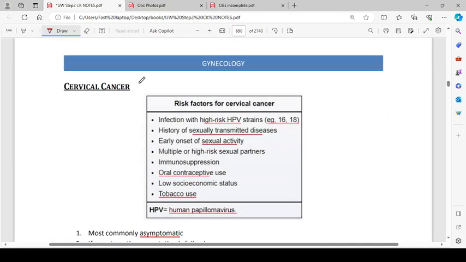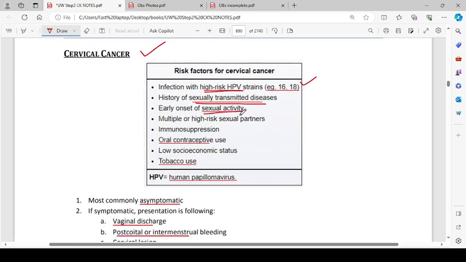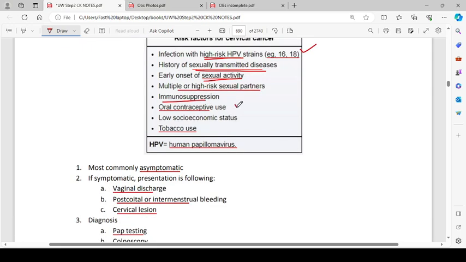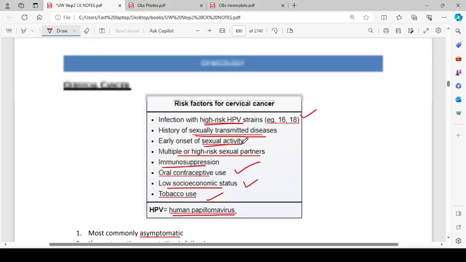Then what is cervical cancer? The risk factors for development of cervical cancer are infection with the high-risk HPV strains 16 and 18, history of sexually transmitted diseases, early onset sexual activity, multiple or high-risk sexual partners, immunosuppression, oral contraceptive use, low socioeconomic status, and tobacco use. HPV means human papilloma virus.